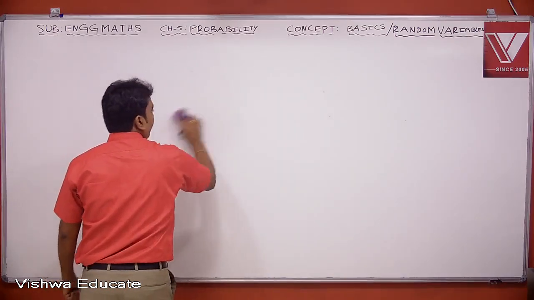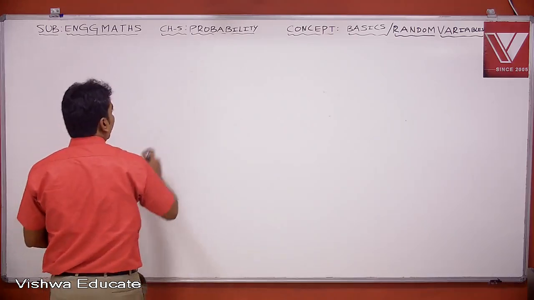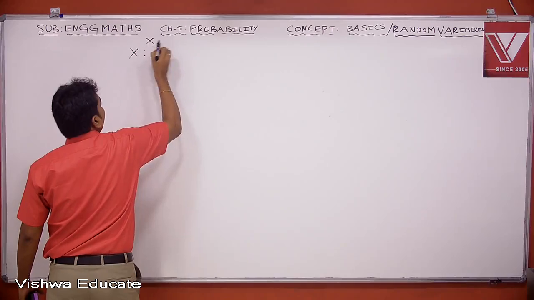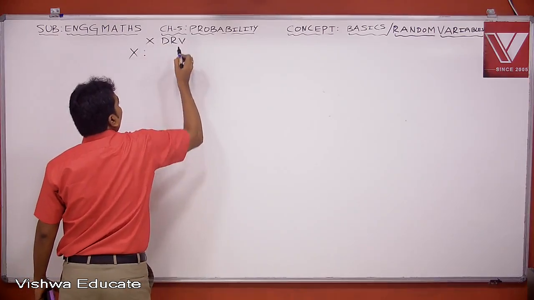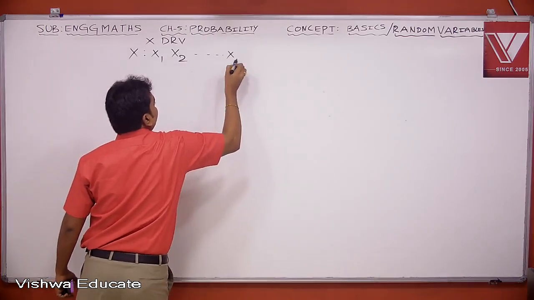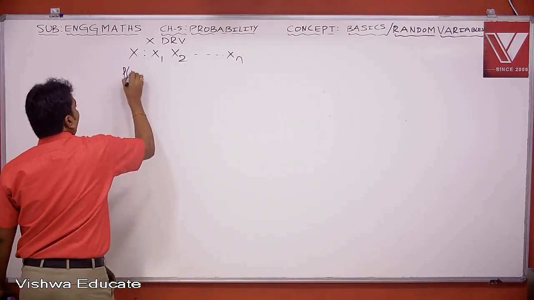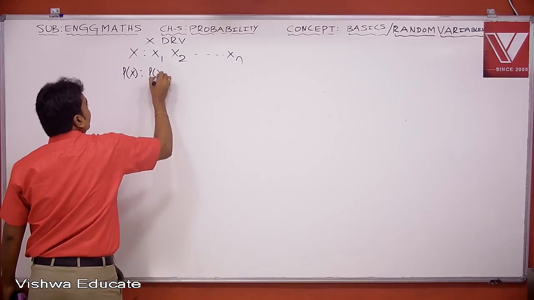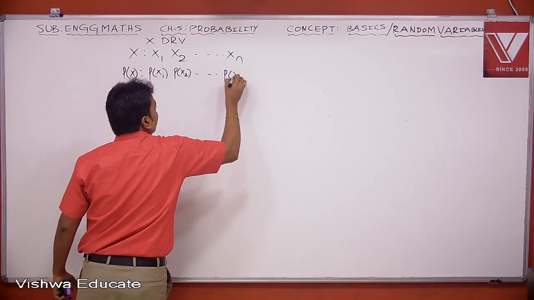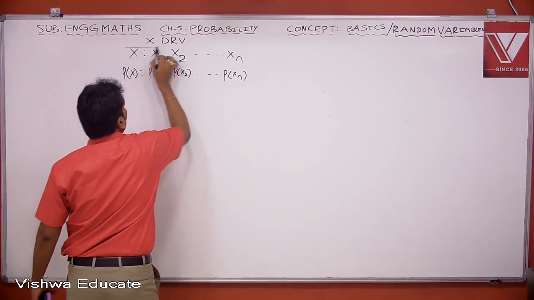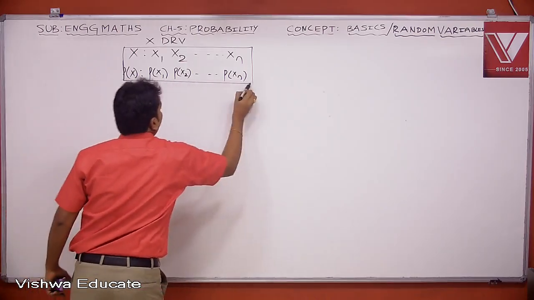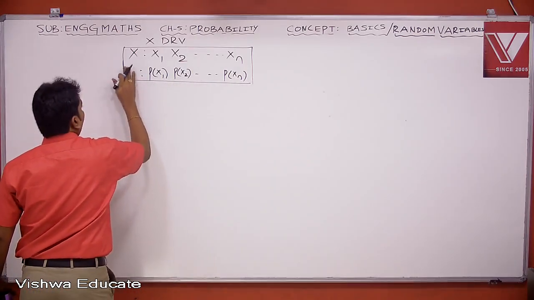Now let us make a few comments on discrete random variables at first. Suppose X is a DRV. X is a discrete random variable with a PDF like this: x1, x2 and so on xn. The probabilities are given like this: p of x1, p of x2 and so on p of xn. So this is the PDF of a discrete random variable X.